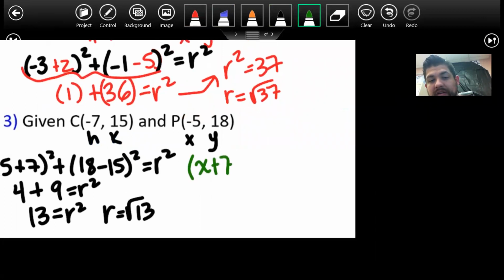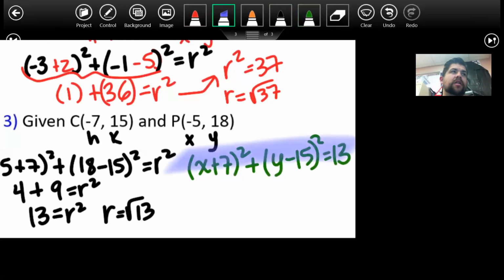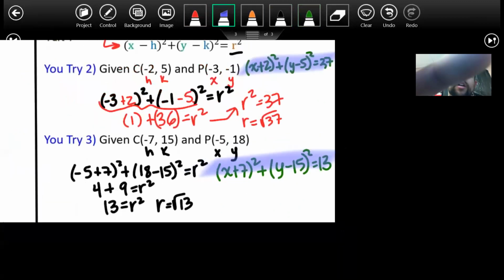X plus 7 using that first as my center point, plus y minus 15 squared. Squaring a square root is going to just give me 13. So again, we're not done with these. We're just practicing these. I'll come back and I'll review them with you guys. But that's all we're going to try to do with our first value.